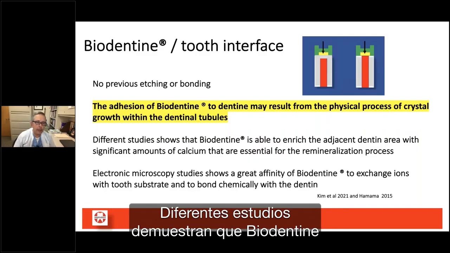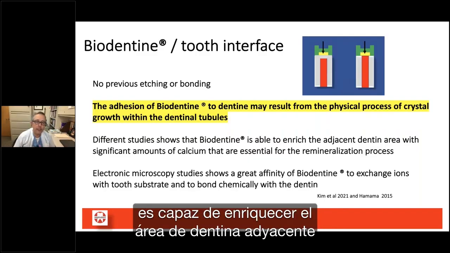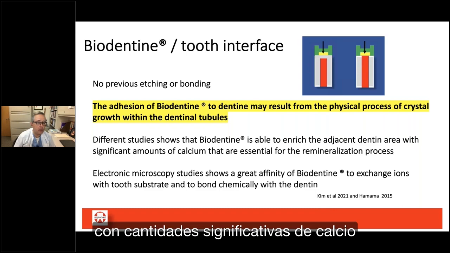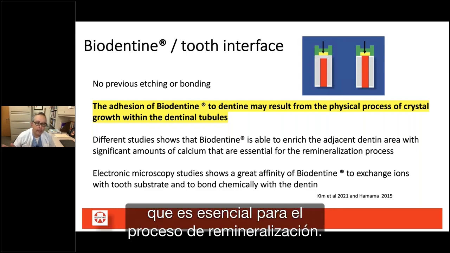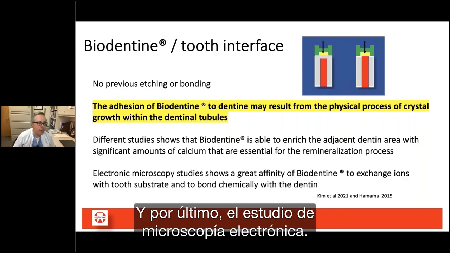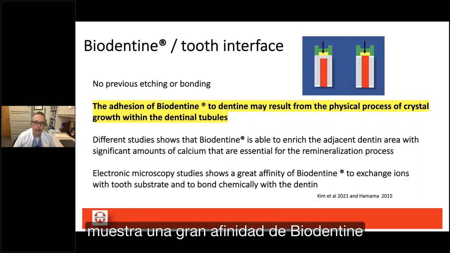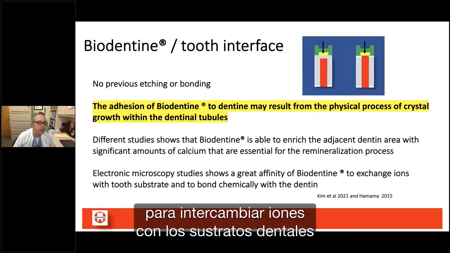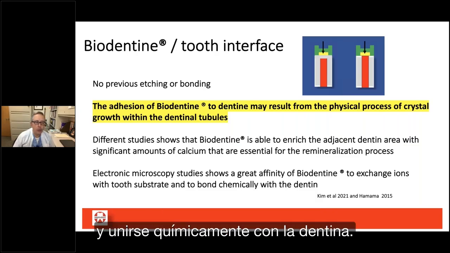Different studies show that Biodentine is able to enrich the adjacent dentin area with significant amounts of calcium that are essential for the remineralization process. And finally, electron microscopy study shows a great affinity of Biodentine to exchange ions with the tooth substrates and to bond chemically with the dentin.